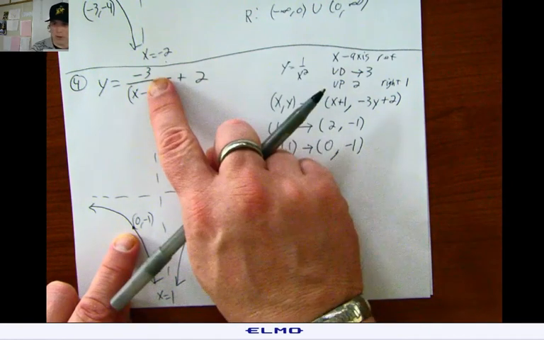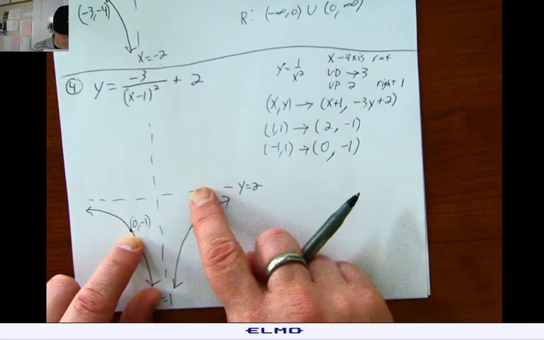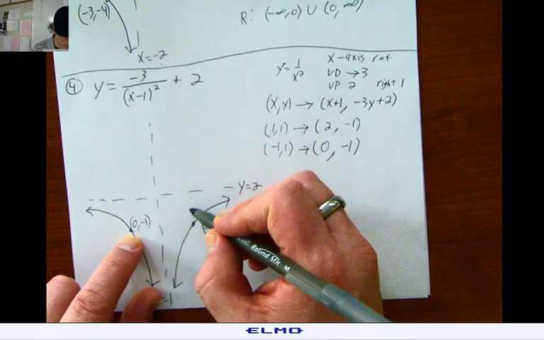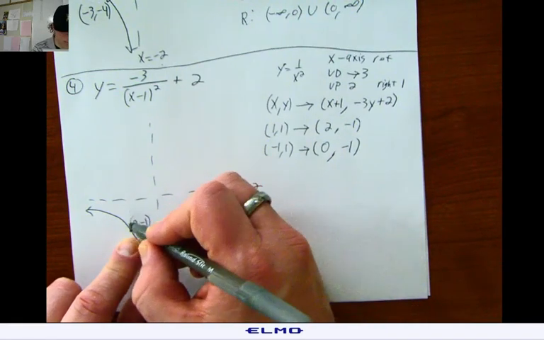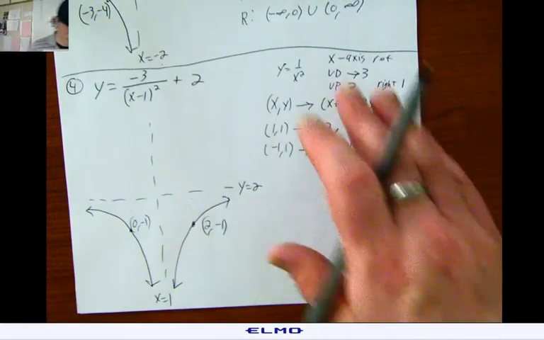And then because it's a vertical dilation of 3, both of these points are going to be down 3. So it's at 2, 1, 0, negative 1. Graph paper. I'd almost prefer to do these problems on graph paper.